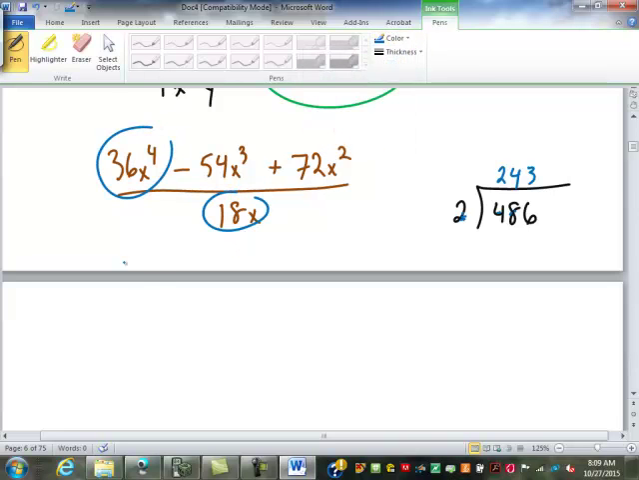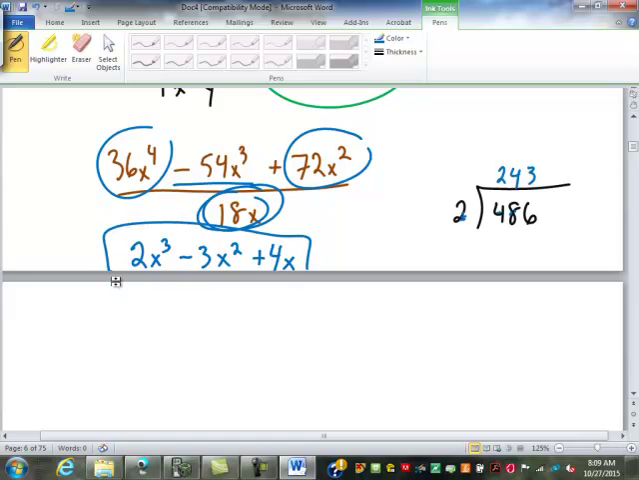X to the 4th divided by 18x is 36 divided by 18 is 2. X to the 4th divided by x is x to the 3rd. Negative 54x to the 3rd divided by 18x. Well, negative 54 divided by 18, negative 3. X to the 3rd divided by x, x squared. 72x squared divided by 18x. 72 divided by 18 is 4. It's a positive 4, so plus 4. X squared divided by x is just x. There it is.